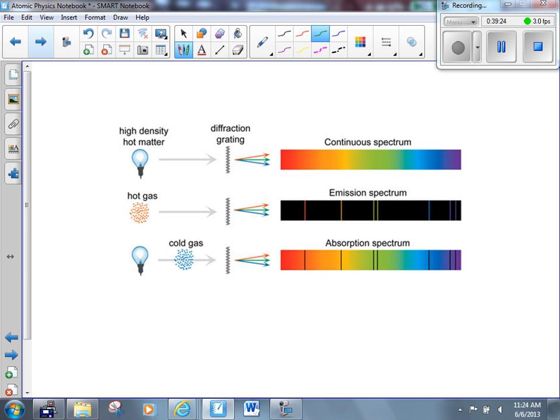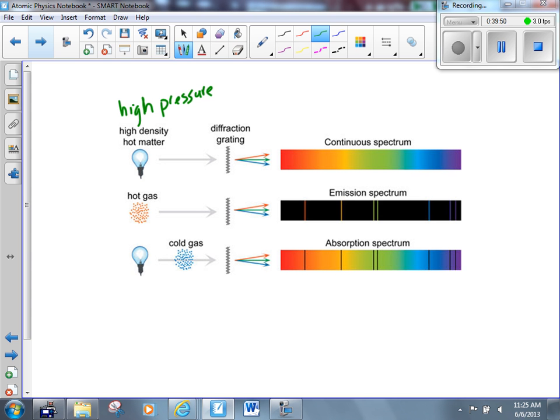a hot solid, a liquid, or a gas at high pressure, it will emit electromagnetic radiation. In fact, it will emit white light. That white light doesn't look like red, orange, yellow, green, blue, indigo, and violet. It looks like white light. It looks like the light that we're seeing right now.